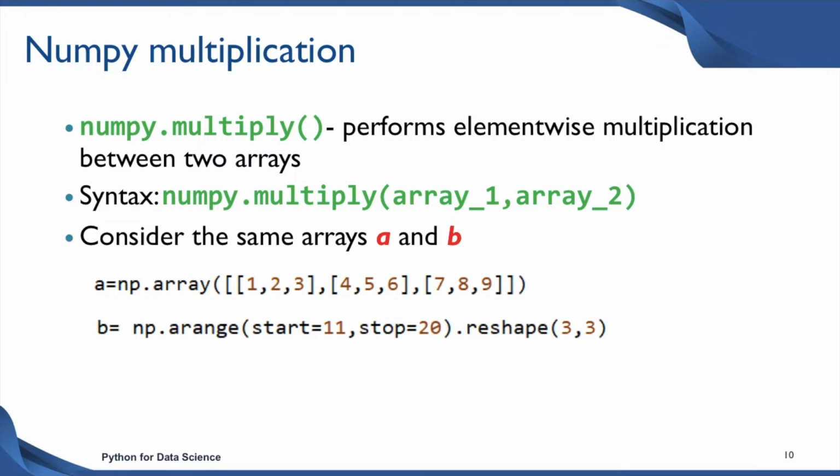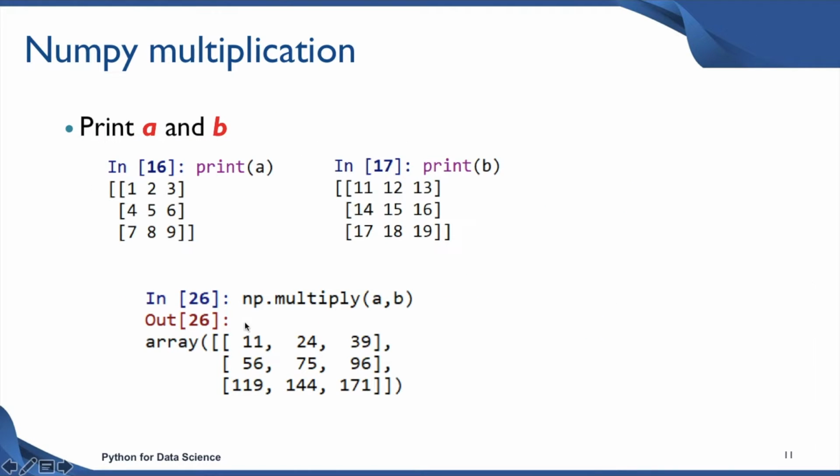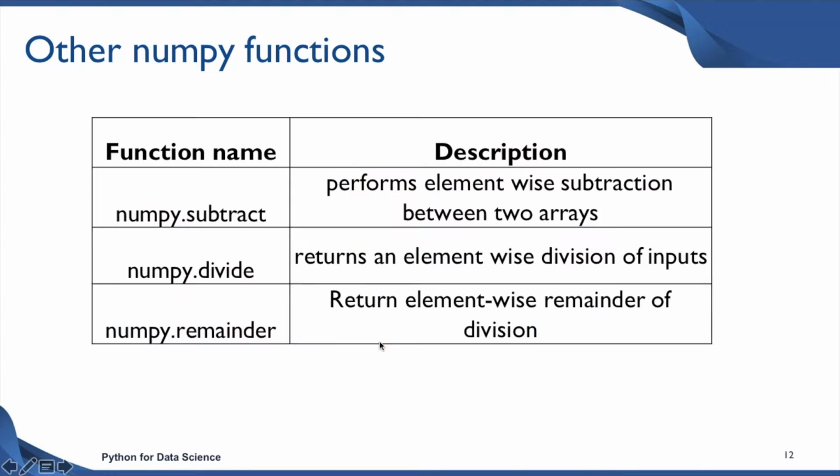The syntax is the same. We need to specify np.multiply(a, b). There is a 3 cross 3 array, this is also a 3 cross 3 array, and the resultant will also be a 3 cross 3 array. It takes the element-wise product. So 1 into 11 is 11, 2 into 12 is 24, and 3 into 13 is equal to 39. This is how the element-wise operation will occur in all the elements, and then we'll get the resultant.